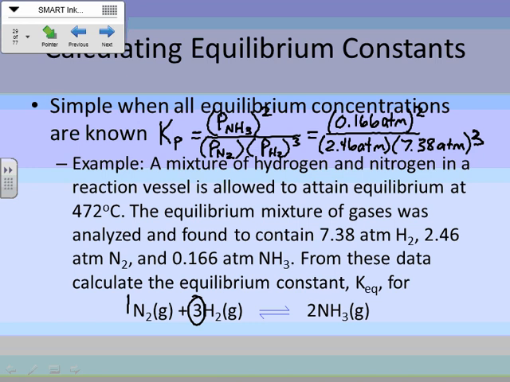Okay. So then once we calculate all that, I need to find my calculator here.